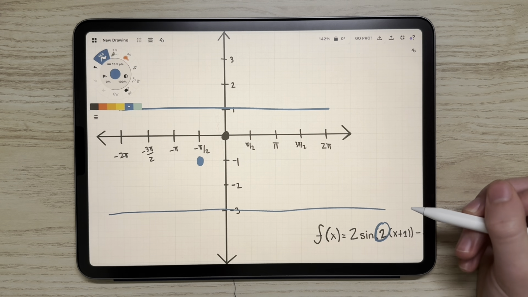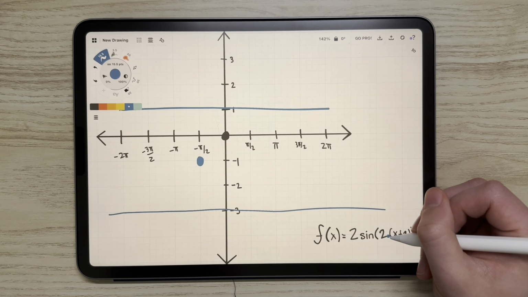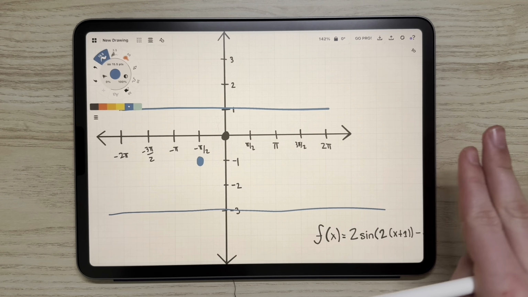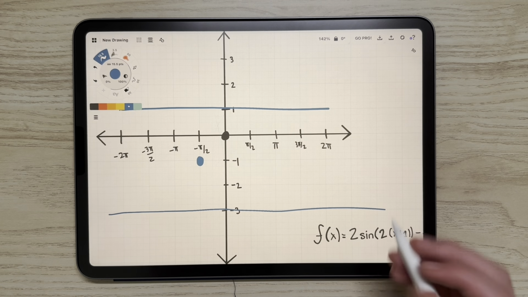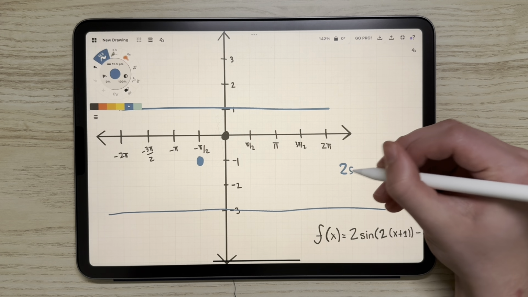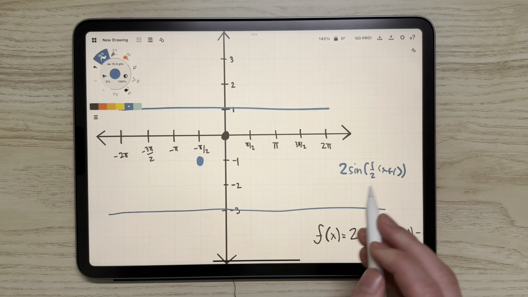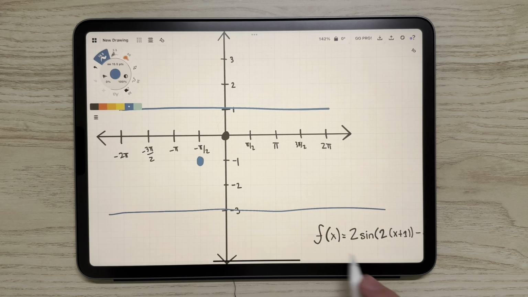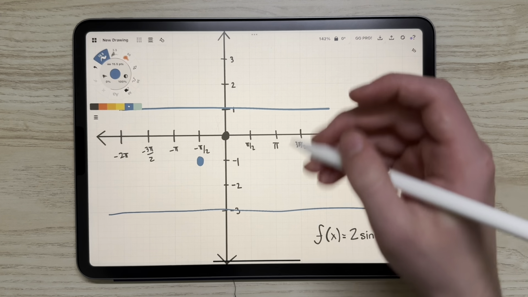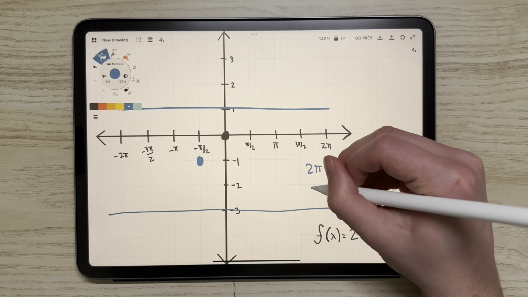Now, this 2 means that the period is going to be half as big, because the x's are affected in the opposite way. So if 2 is on the inside, it's going to be half. And if instead we had 2 sine of 1/2 x plus 1, the period would be twice as big. So just the opposite. Here, since our case is 2, the regular period is 2 pi for sine, and that means now our period is going to be pi.